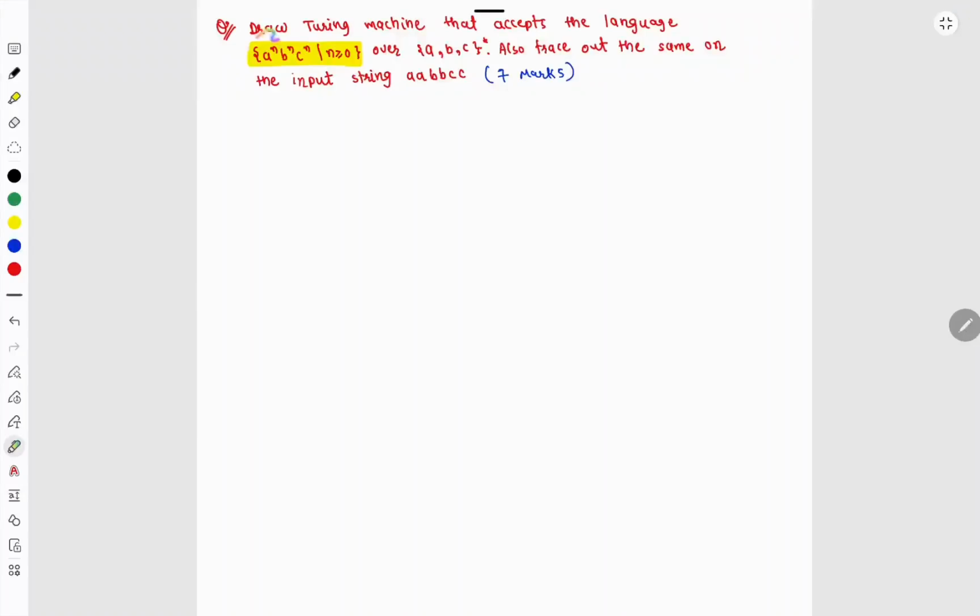Let's understand how to draw a Turing machine, or how to design a Turing machine for the given language. Here an input string is given. For this string we need to draw the Turing machine. Before we draw the Turing machine, let's understand how a Turing machine works.